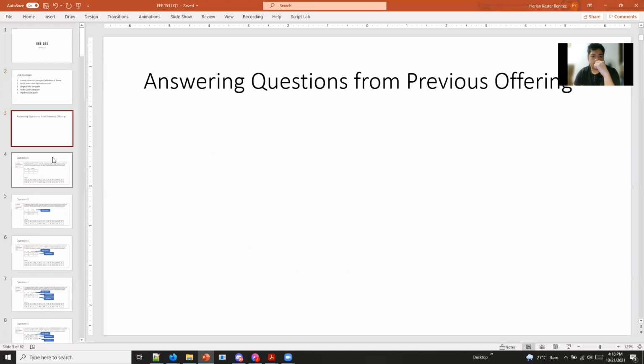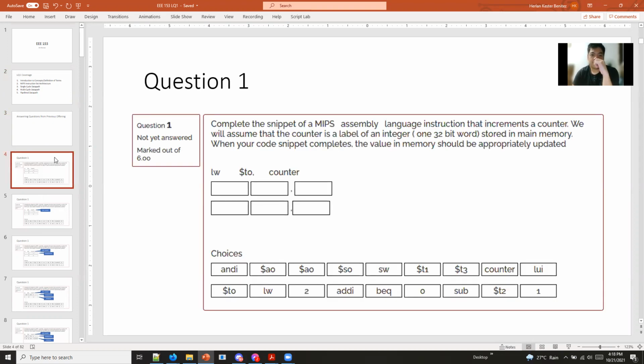So let's have a few questions which I lifted from the previous offering ng 153. So for this first question, complete the snippet of a MIPS assembly language instruction that increments a counter. So si counter ay may label na counter, and parang siya yung placeholder natin for the address in memory ng counter na variable na yun. We will assume that the counter is a label of an integer stored in the main memory. So when your code snippet completes, the value in memory should be appropriately updated.